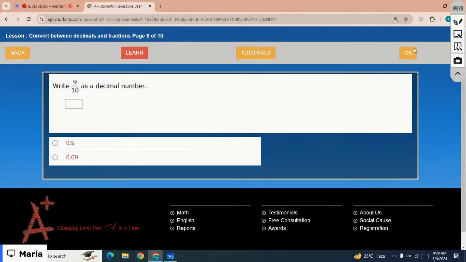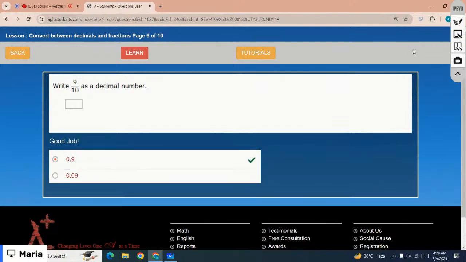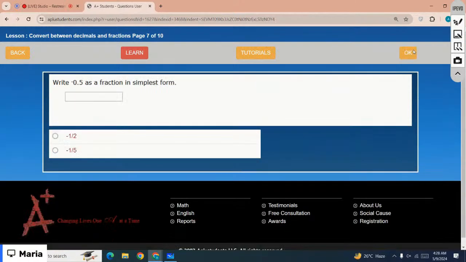Write 9 by 10 as a decimal number. So which is the correct option? That is 0.9. Write negative 0.5 as a fraction in simplest form. So which is the correct option? That's negative 1 over 2 is the correct option.